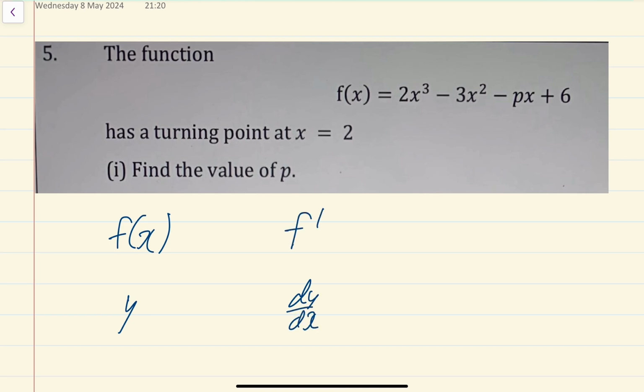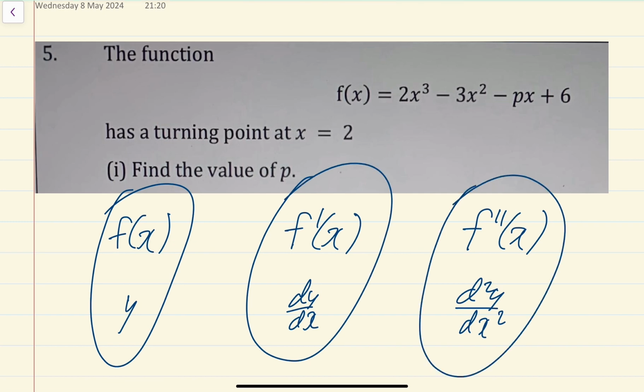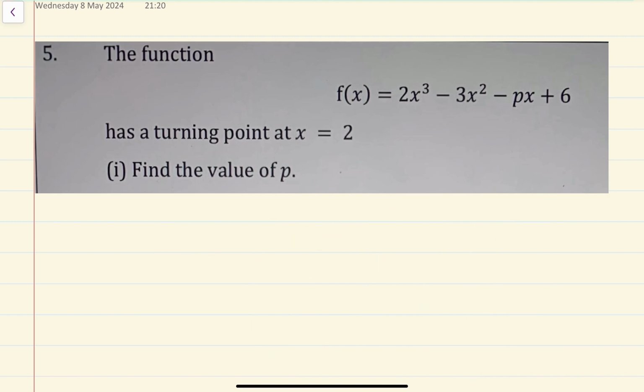Differentiate f with respect to x, you get f dash. And if you differentiate dy by dx with respect to x, you get d2y by dx squared. If you differentiate f dash, you get f double dash. So these two things are equivalent, these are equivalent, and these are equivalent. So it's just a slightly different way of writing it. So it mentions turning point, so that means we're going to have to differentiate.